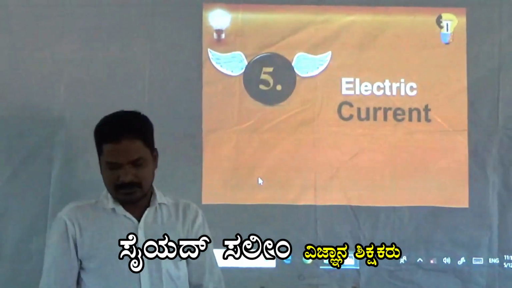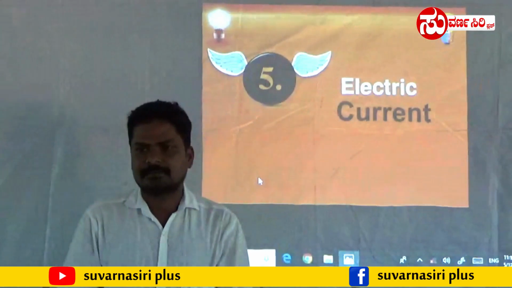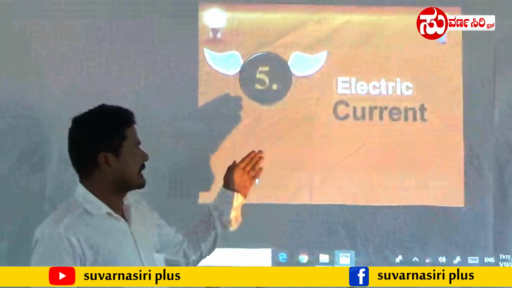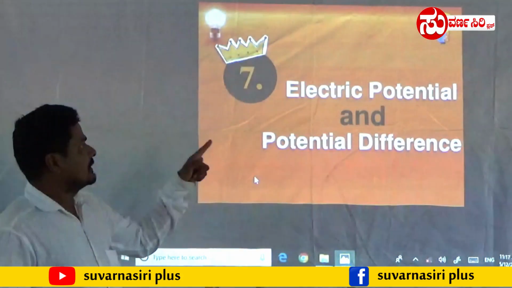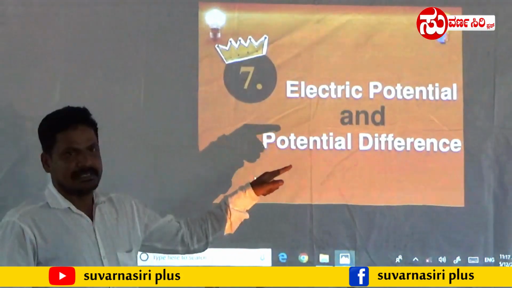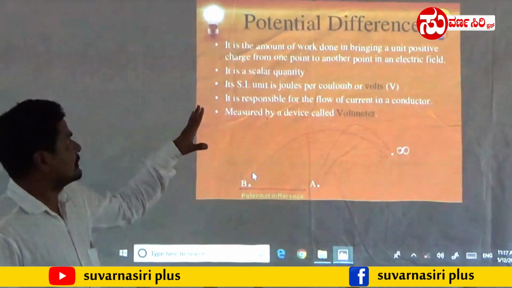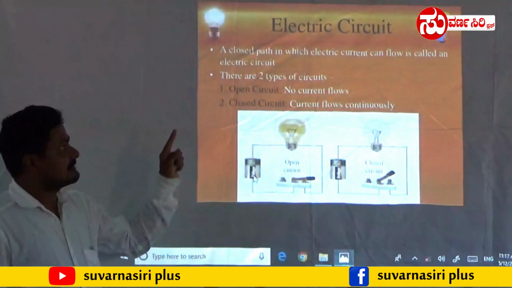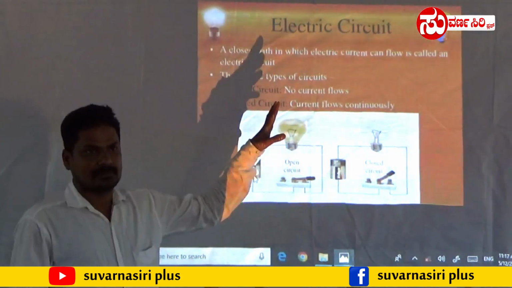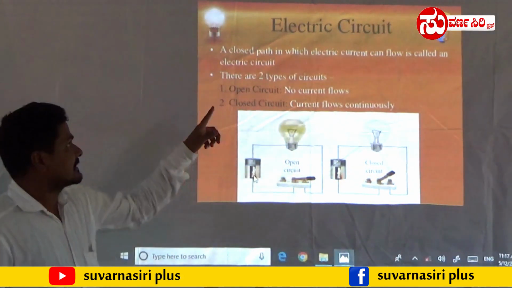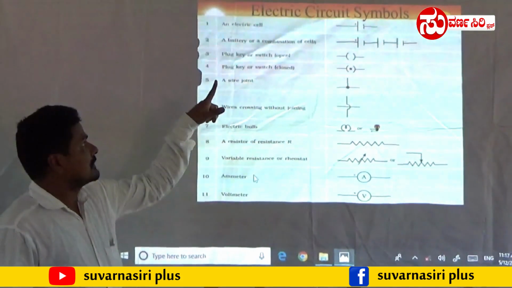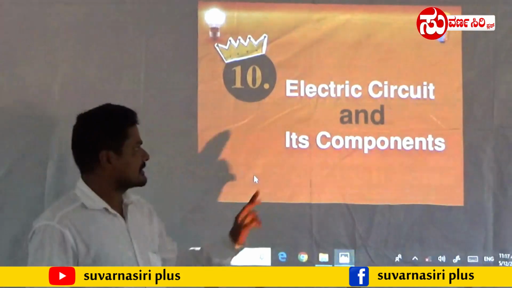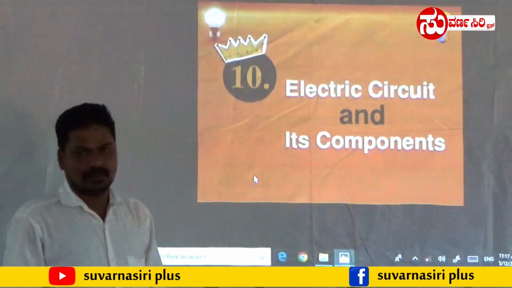So here we have to learn in this chapter some of the main topics like electric current, and next electric potential and potential difference. What is electric potential and potential difference? And next we have to learn about the electric circuit and how it works. And next we have to learn about some of the electric circuit symbols and its components.